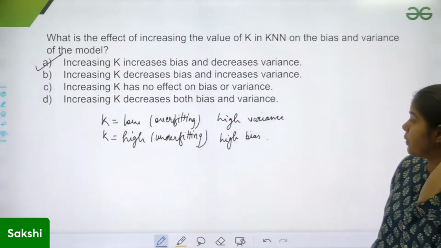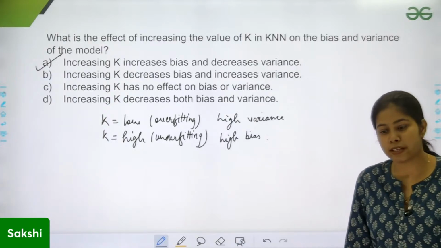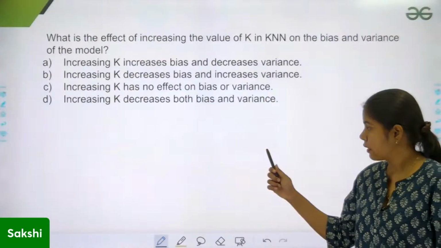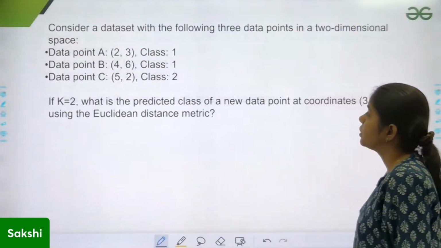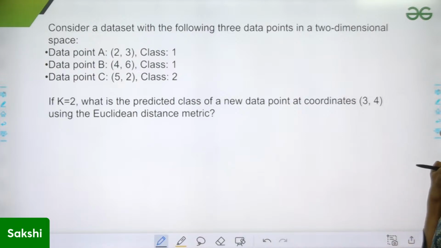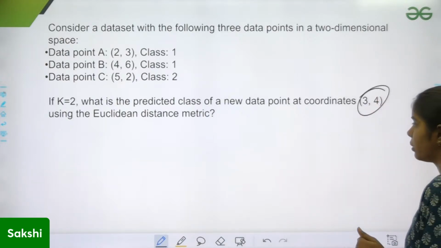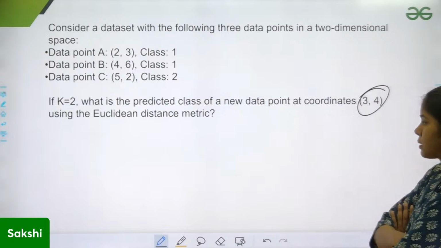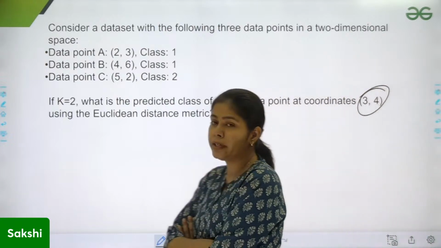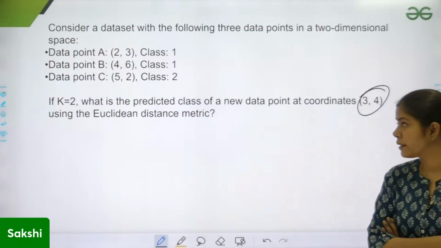Easy question, because we have already discussed the overfitting and underfitting thing. Now let's see the next question. It says: consider a data set with the following 3 data points in a 2-dimensional data set. If k equals 2, what is the predicted class of a new data point (3, 4) using the Euclidean distance metric? Just let me know, guys, what would be the predicted class here?